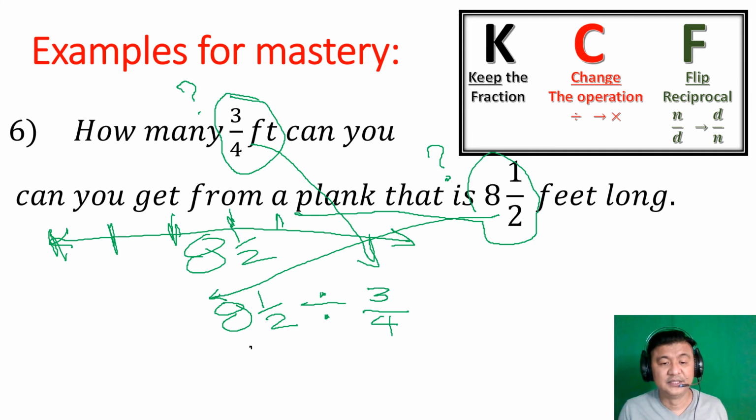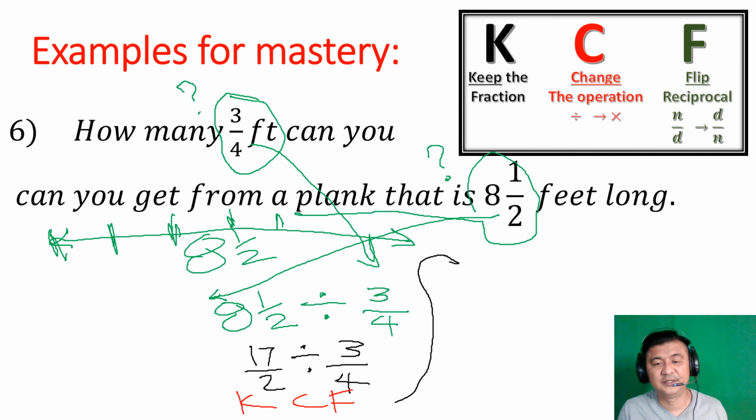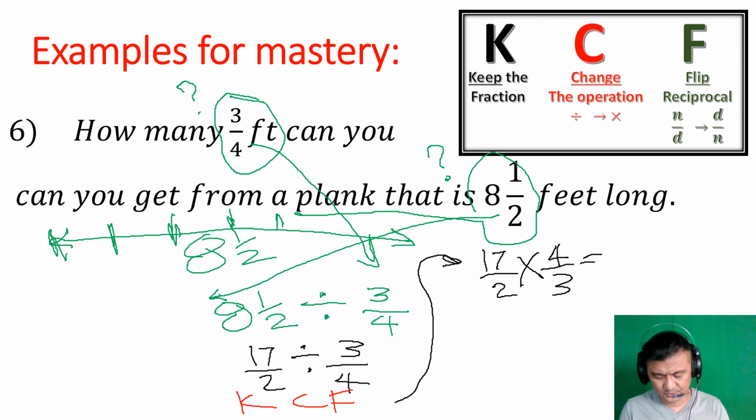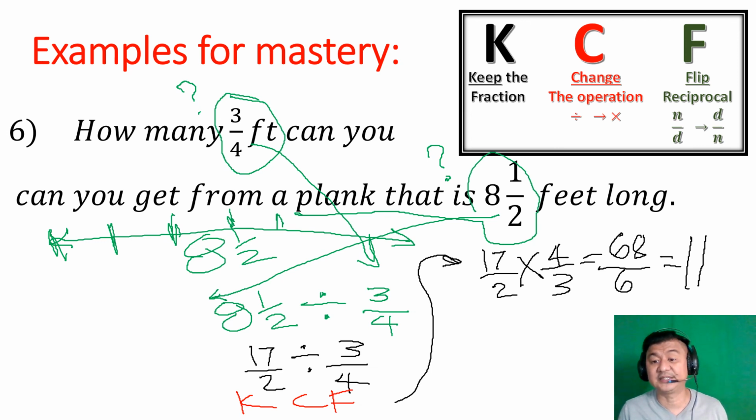But you're not allowed to use 8.5. So that becomes 17 over 2. Divided by 3/4. I haven't used KCF. Now you can write KCF. Let's proceed now over here. So that becomes 17 over 2 times 4 over 3. That becomes 17 times 4 is 68. 68 over 6. Wow, improper fraction. Therefore, how many 6 can you get in 68? You can get 11 because you'll get 66.